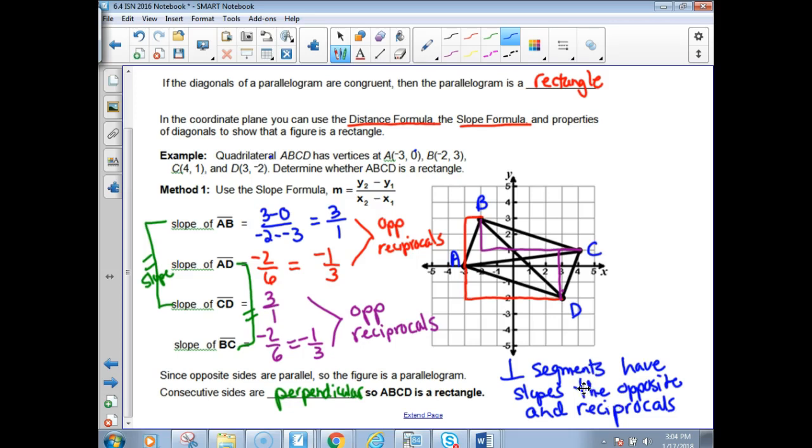All right, so that means that we have perpendicular segments, which are right angles in the corners. That proves that this is a rectangle. Okay? ABCD is a rectangle because they have right angles in the corners and opposite sides are parallel. Anybody still need this?